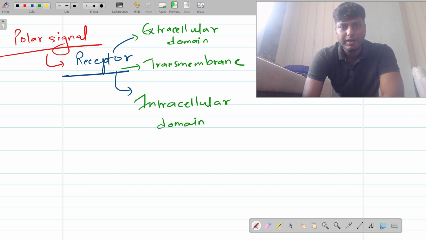So let me repeat, the receptors which basically receive the polar signals have three regions. One is the extracellular domain region. Now this region is basically present outside the cell membrane. Then comes the middle portion of the receptor, which is called the transmembrane region. The transmembrane region is present across the cell membrane, or you can say inside the cell membrane.